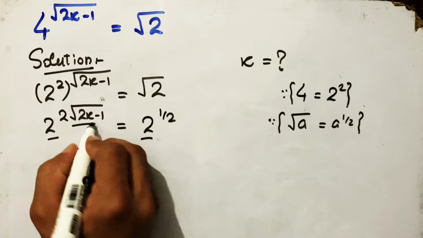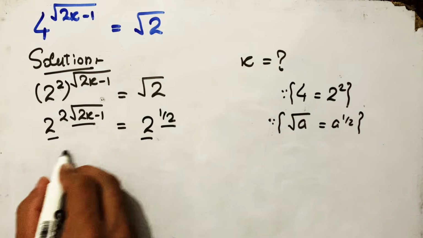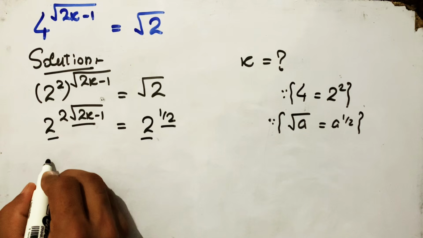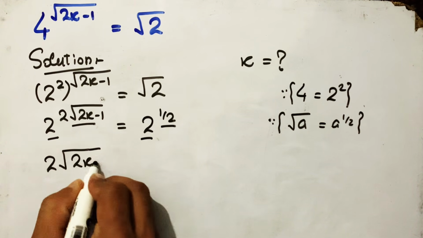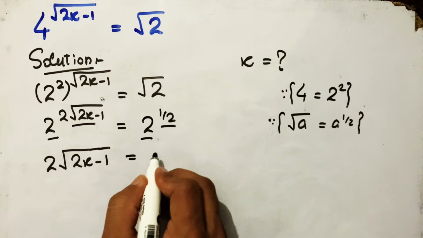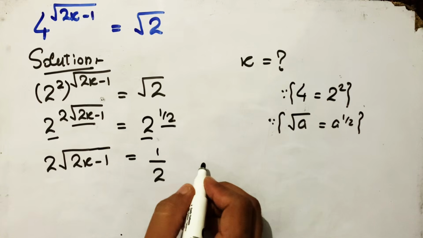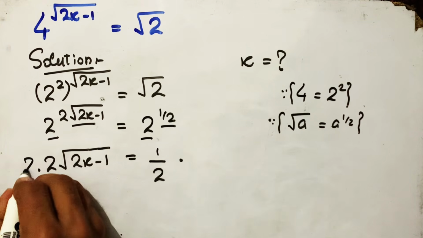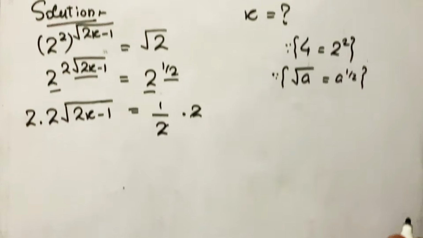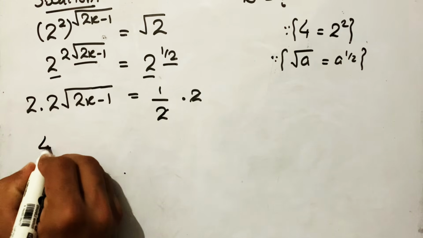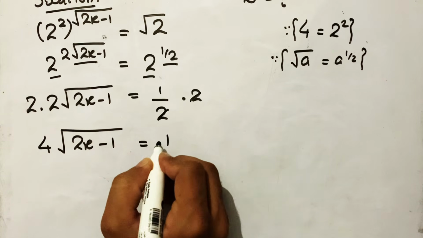Bases are same, so compare their power. If bases are same, compare their power. So if we compare their power, 2 square root of 2x minus 1 is equal to 1 by 2. Both sides multiply by 2. Means 4 square root of 2x minus 1 is equal to 1.